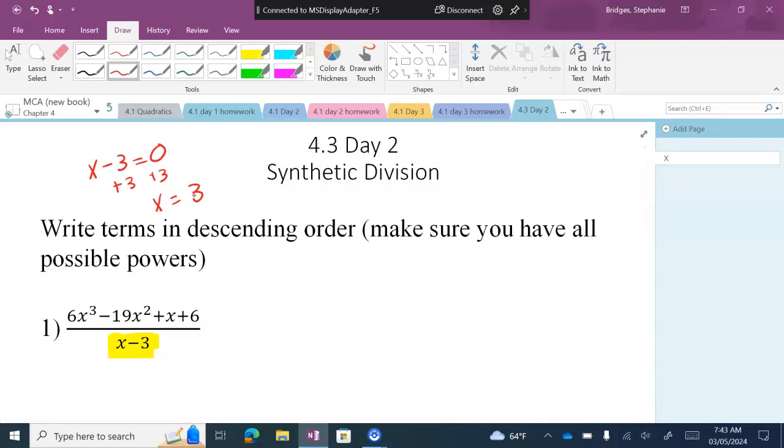What we're going to do is we're going to take that number, whatever we solved for x, and we're going to put it in like a backwards L or a half a box or whatever you want to call it, okay?